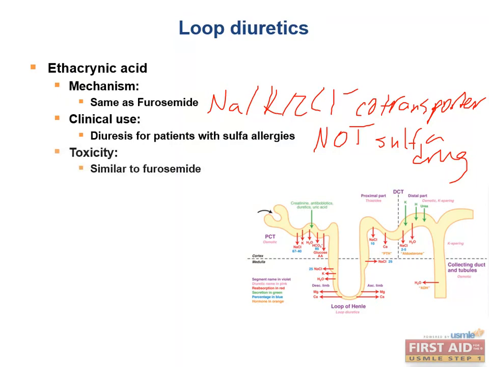As we said, the toxicities are similar to furosemide, and if a patient presents with CHF and is given furosemide and develops an allergic reaction, the next time they have a CHF flare, you won't give them furosemide, and ethacrynic acid will be your drug of choice. That's the main thing to remember about this drug.